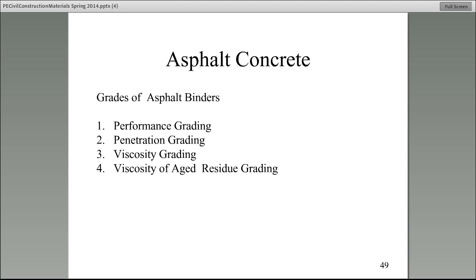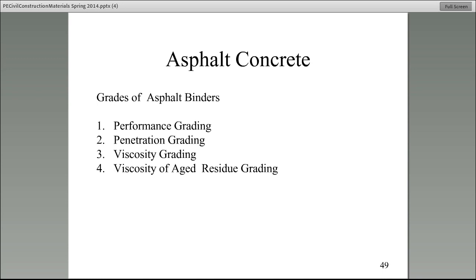I just realized we are almost out of time. Here's what I'm going to do. If you guys don't mind, I'm going to use 5 more minutes, because I need to cover this. Asphalt concrete: in the next few minutes I will show you how you can design an asphalt mixture.